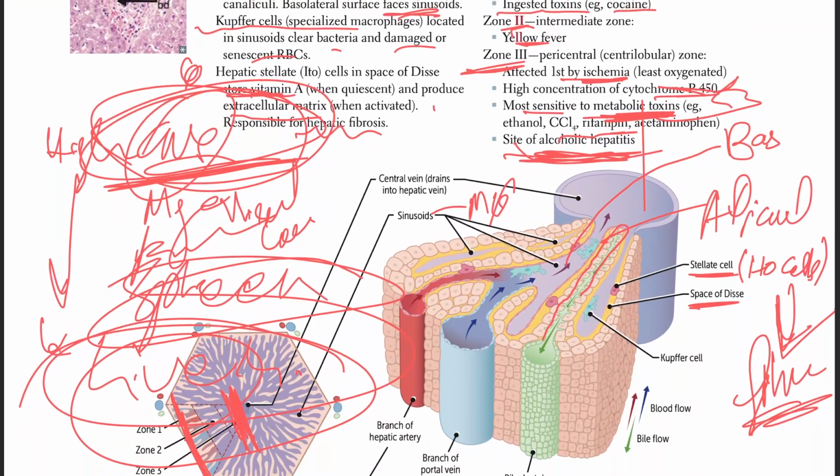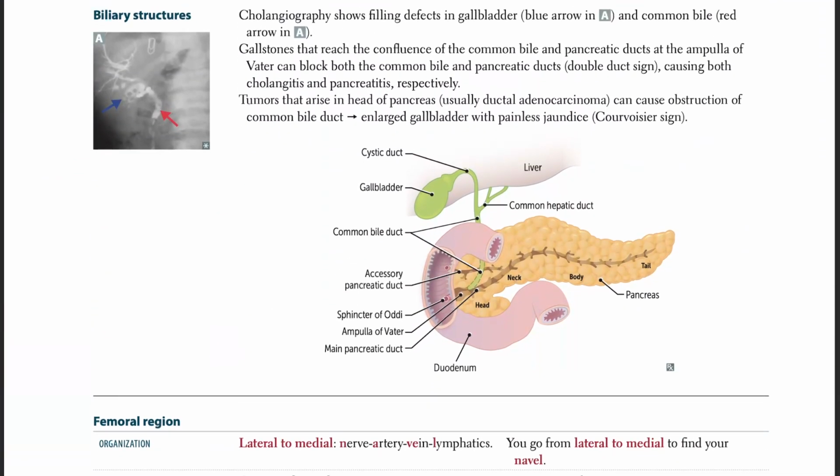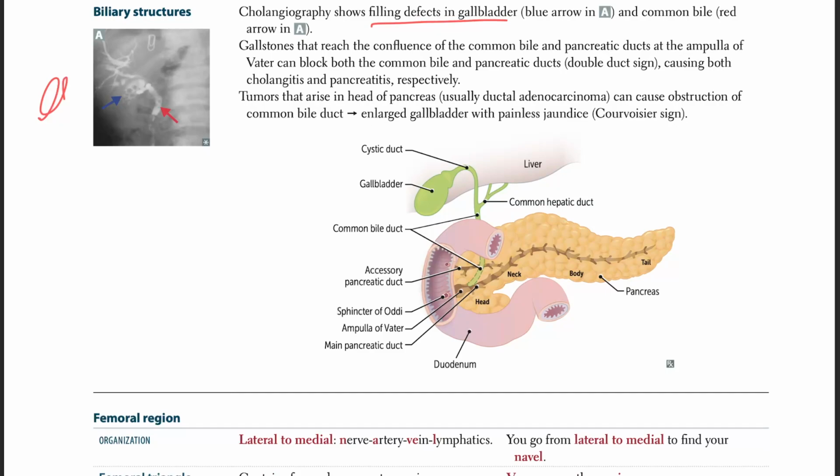Okay. What do we have here? Biliary structures. We have the cholangiography. Look at the cholangiography, it shows filling defects in the gallbladder, shown by arrow A, and the common bile duct, which is the red arrow in A. So you have the filling defects. This cholangiography is showing the filling defects in the gallbladder and also the common bile duct.